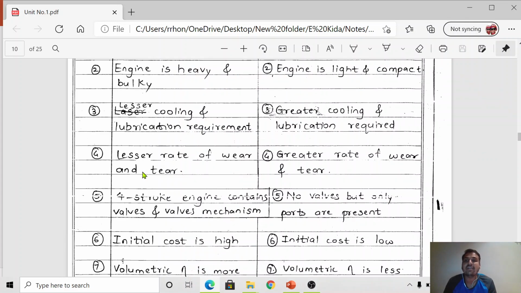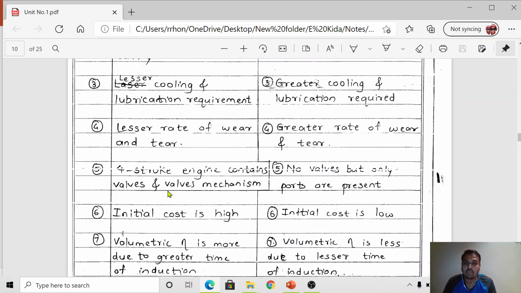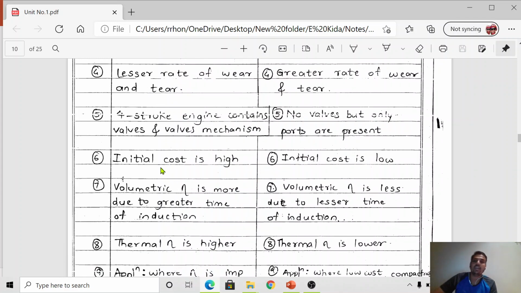The next difference is a lesser rate of wear and tear in the case of the four-stroke engine, whereas in the two-stroke engine there is always a greater rate of wear and tear. Then the four-stroke engine contains valves and a valve mechanism, as we know, whereas the two-stroke engine has no valves, but only ports. Similarly, the initial cost of the four-stroke engine is high because the engine is heavy and bulky and too many mechanical components are present.